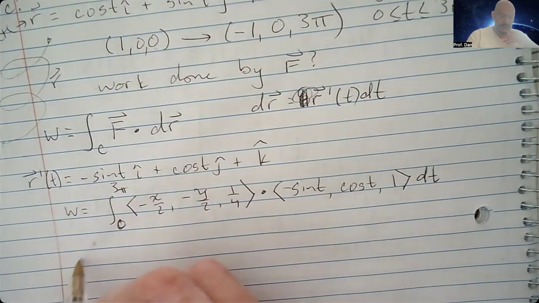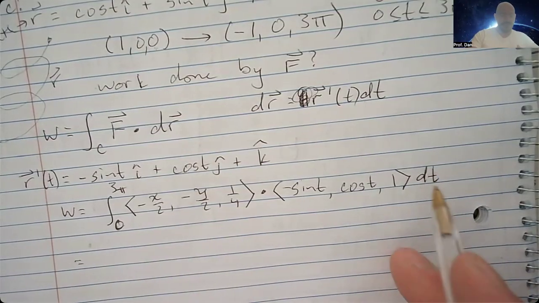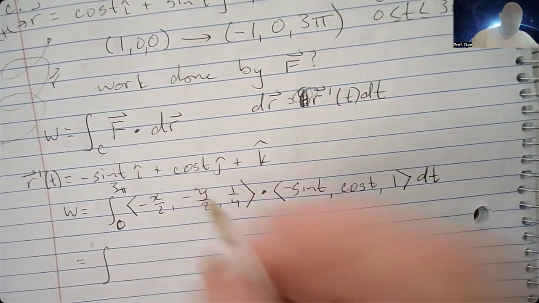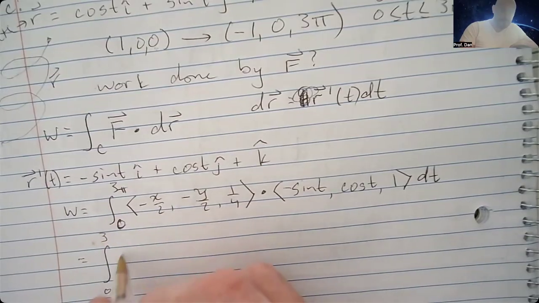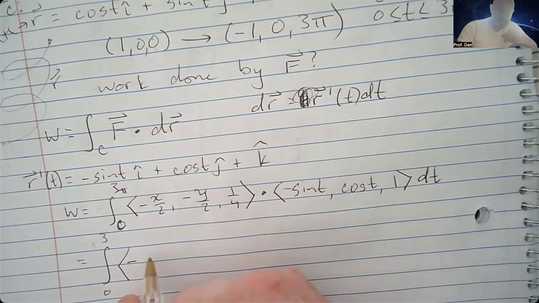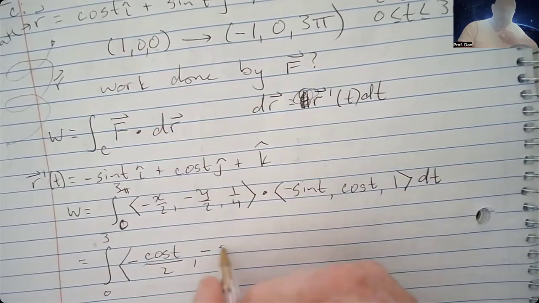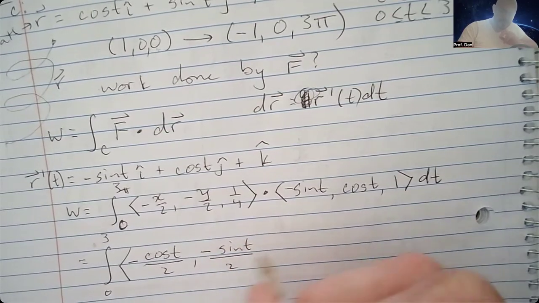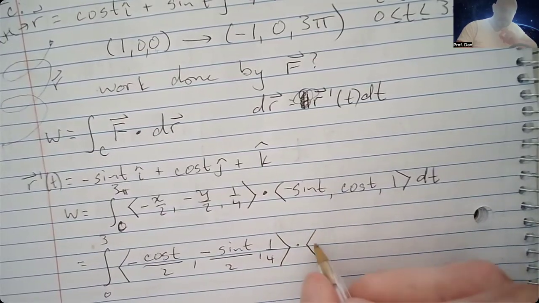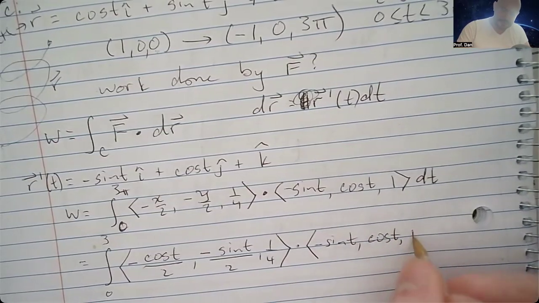All right, other thing. I want everything in this integrand to be in terms of t because I'm doing an integral with respect to t. So rather than keeping these as x over 2, y over 2, before I take my dot product, I'm going to write them in terms of t. So negative cosine t over 2, negative sine t over 2, 1/4. Dot, negative sine t, cosine t, 1 dt.